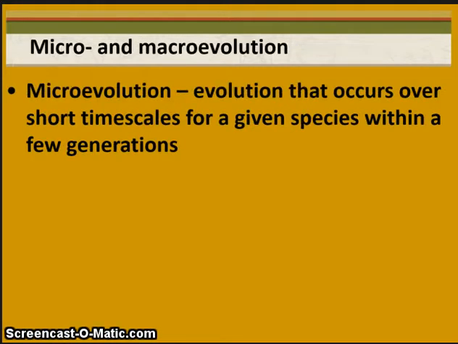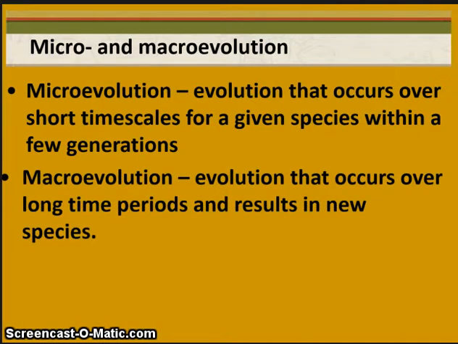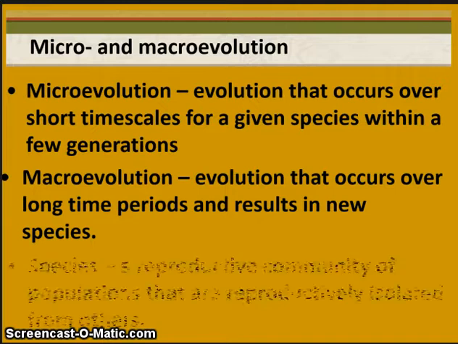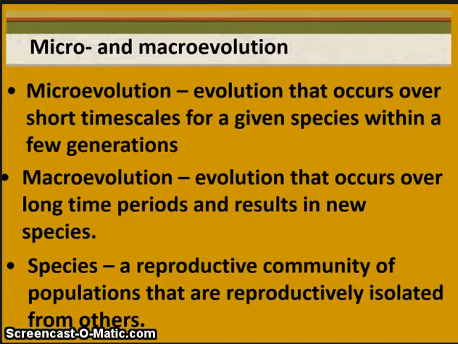So again, to review, microevolution is small evolution that occurs over short timescales for a given species within a few generations. So it leads to variation within a species, but between populations. Macroevolution, on the other hand, is big evolution. So it occurs over long, geological periods of time, and it results in new species, or the extinction of old. Species, again, are reproductive community populations that are reproductively isolated from others.